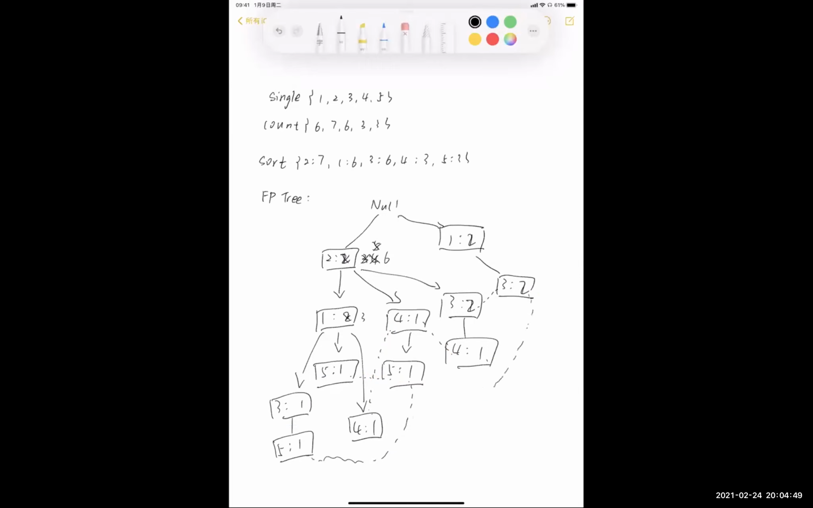Right. Well, this tree is really a mess. Okay. 2, 1, 3, 4. And the last transaction is 2, 1, 3. It should be 7, 1, 4, 3, 2. So this is an FP tree, I think. Yeah, looks good.